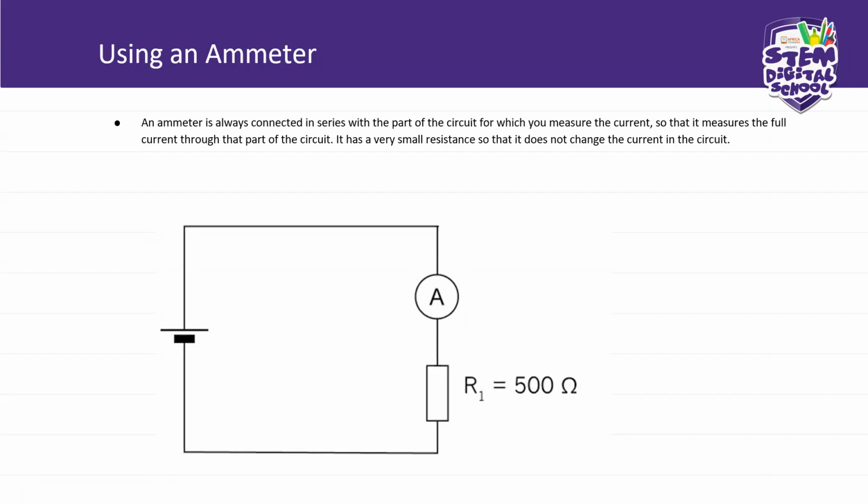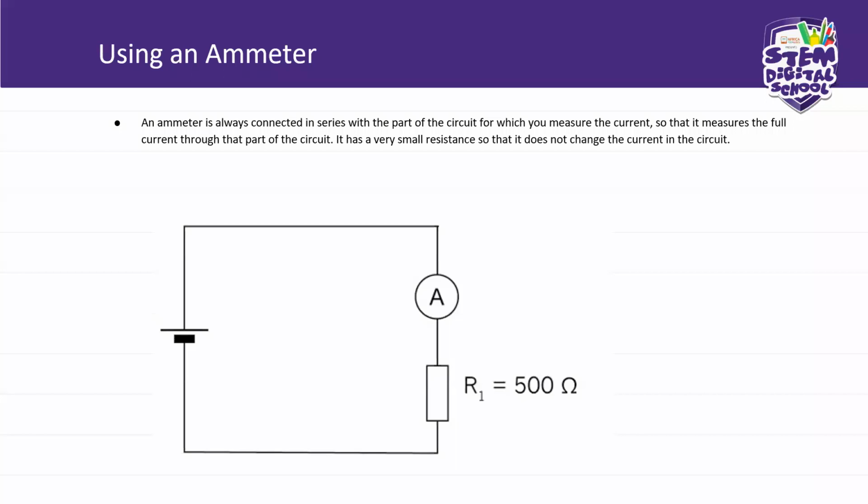Now, just to recap, we talked about tools that we use in electrical systems and control. Now there you have your ammeter. An ammeter is always connected in series with the part of the circuit for which you measure the current, so that it measures the full current through that part of the circuit. It has a very small resistance so that it does not change the current in the circuit, okay? So that is your ammeter.